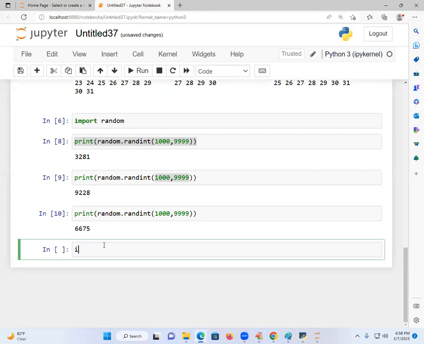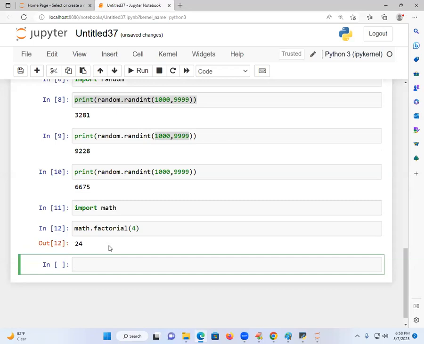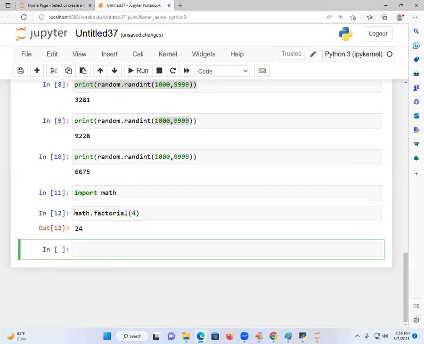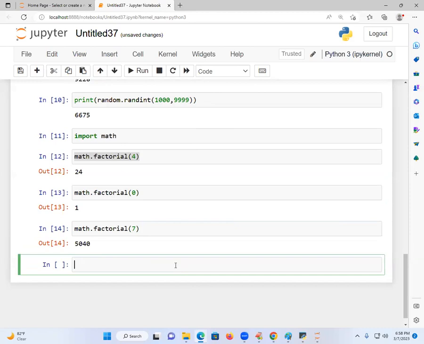Now I am writing. Import math. See how easy it is to remember also. math.factorial(4). You see, what is the answer? Simple. math.factorial of what? 0. The factorial of 0 is called what? 1. math.factorial(7), you say. The answer is going to come 5040.